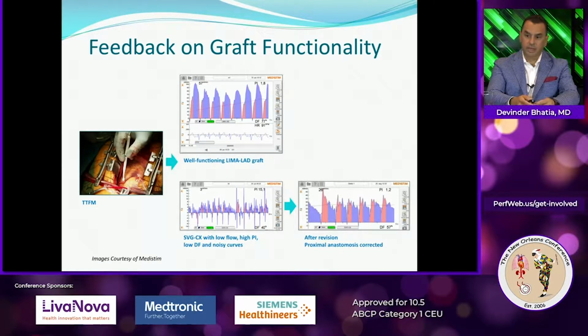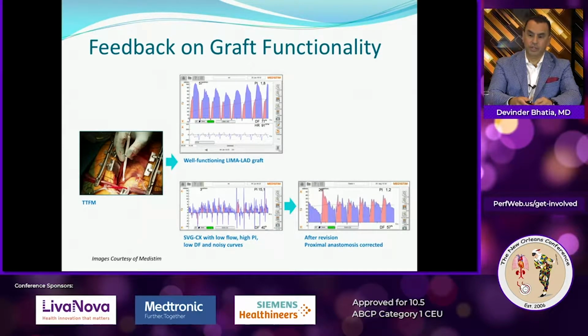We can see in the top center graph, there's a well-functioning mammary to LAD graft, which shows a good flow rate, a beautiful pulsatility index, and a great diastolic filling. We will also talk a little bit about that in just a moment on what we actually look for. You can see in the lower middle center, that's a poor waveform, and if you saw this, you would certainly not want to leave the operating room without doing something to that particular graft.